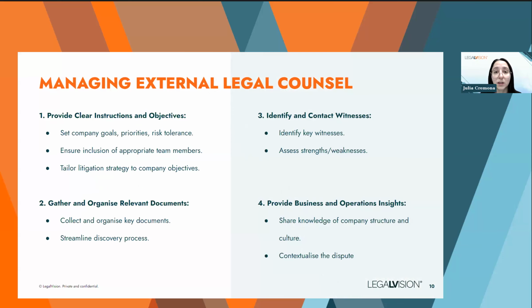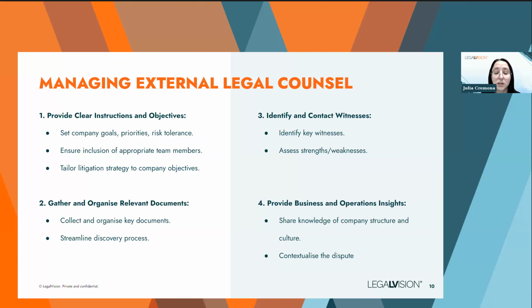So once you have engaged external lawyers, in-house counsel still retains quite an important and relevant role in assisting throughout that process, and assisting the external lawyers as well to prepare and manage the dispute and any potential litigation. There are various ways in which in-house counsel can assist in this process, and we've listed a couple of them on the screen, but largely they include things like providing clear instructions and objectives to the external lawyers.